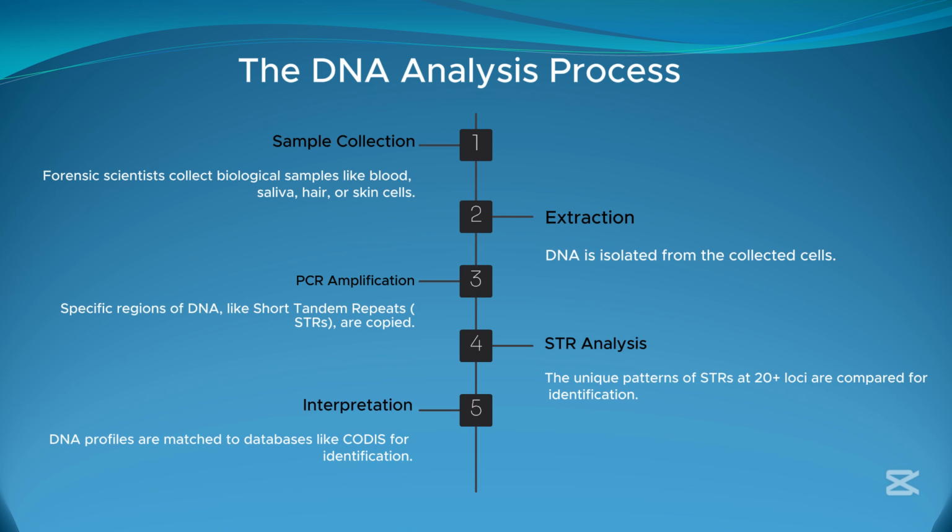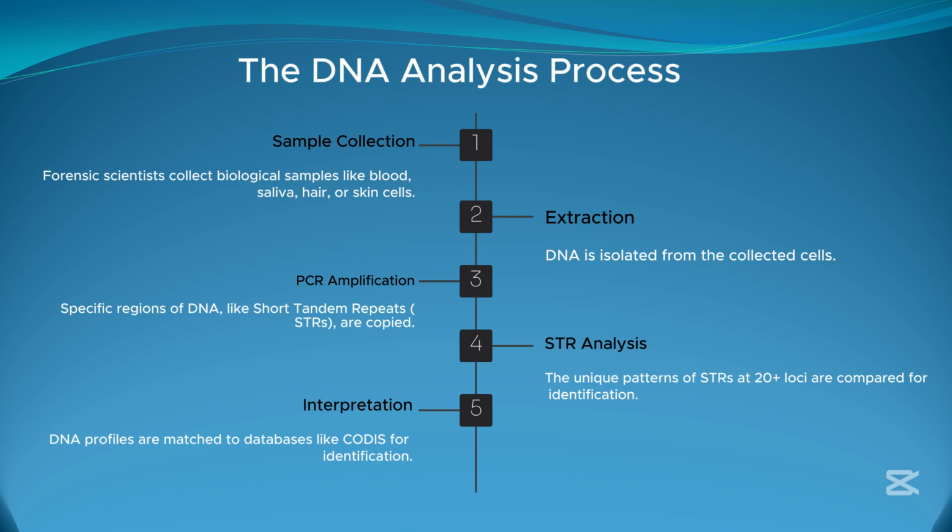STR analysis follows, using capillary electrophoresis to separate the amplified DNA fragments by size. Fluorescent tags attached to the STRs produce a unique electropherogram peak pattern at 20+ standardized loci, creating a genetic profile statistically unique to each individual, except identical twins.